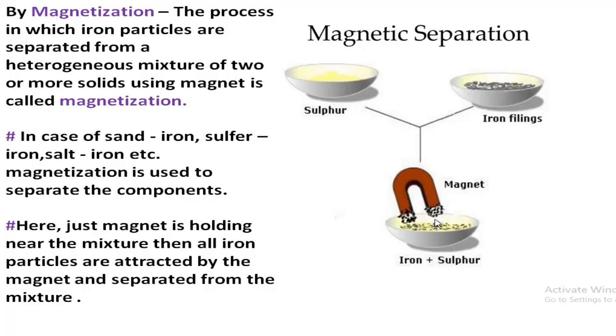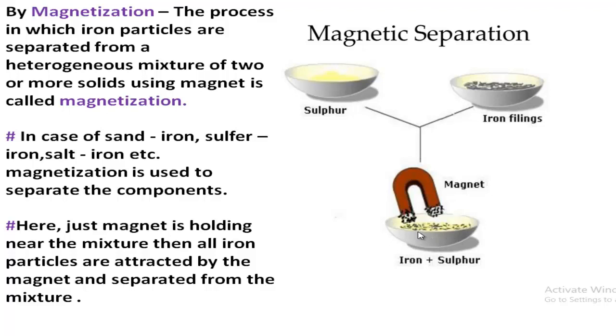So when we mix them, it will be a heterogeneous mixture of iron and sulfur. Now we can easily separate iron from this mixture by using a magnet, because when we hold a magnet near the mixture, then what will happen?